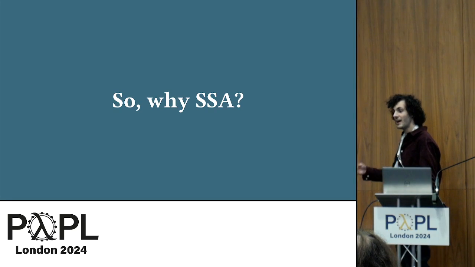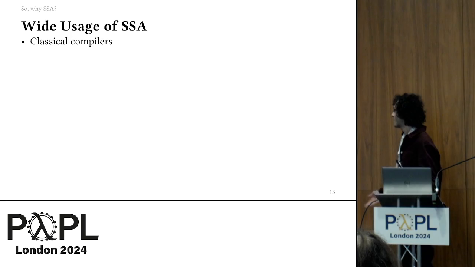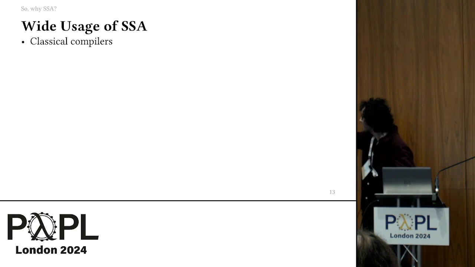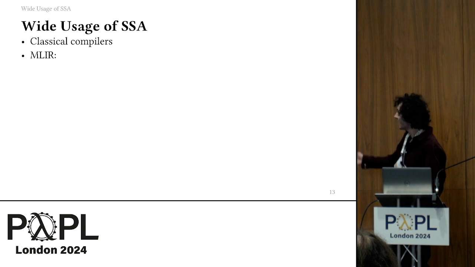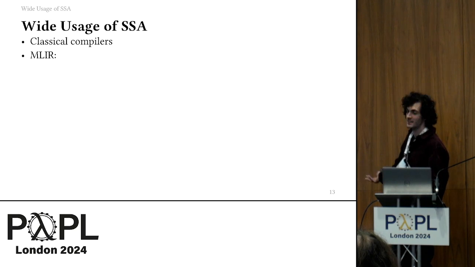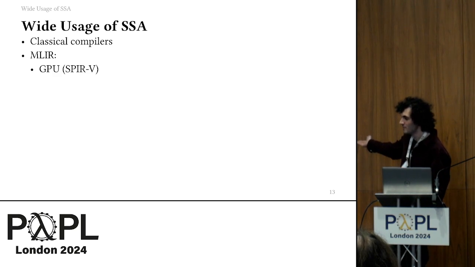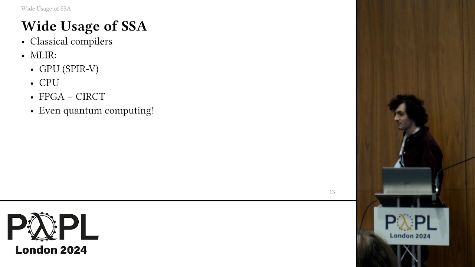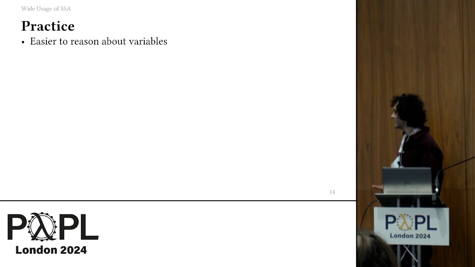So why would I do such a thing? Why would I write my programs in SSA form? Well, everyone uses them, so I should too, right? Just like if all my friends jumped off a bridge. Classical compilers use SSA. MLIR, which is mid-level intermediate representation, uses SSA for all kinds of cool things. We use it for GPUs with SPIR-V. We use it for CPUs with LLVM. We use it for FPGAs with the CIRCT project. People are even using it for quantum computing. So that's kind of crazy.